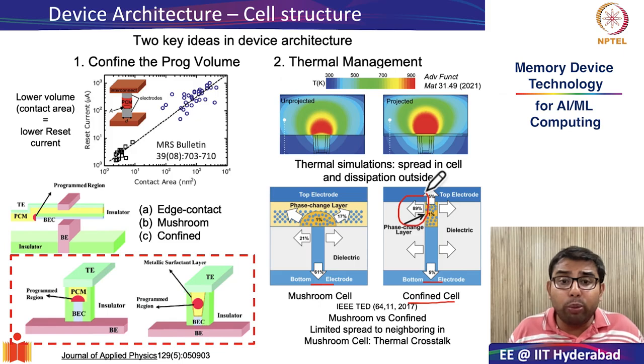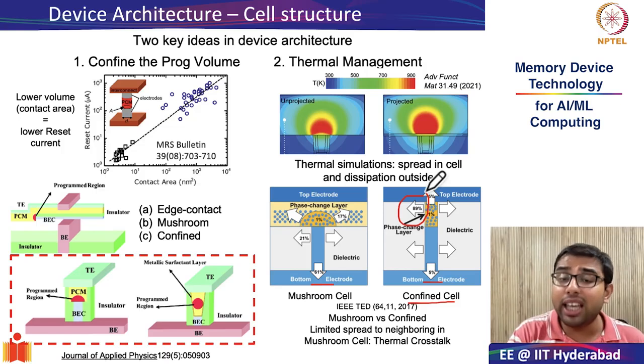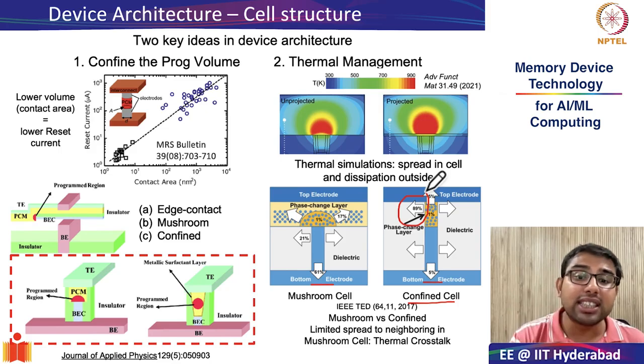Now, what is the problem if heat spreads into the neighboring areas? It will create a thermal disturb to your neighboring cells, and we will see that the problem of thermal disturb is one of the main reasons why it becomes very difficult to scale the PC RAM. So thermal management is a very important aspect of cell design in PC RAMs.